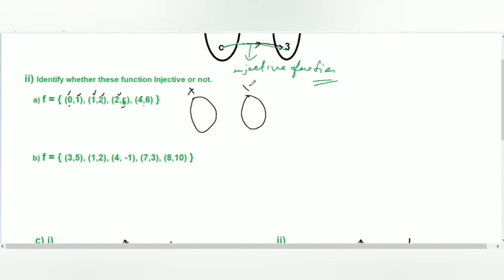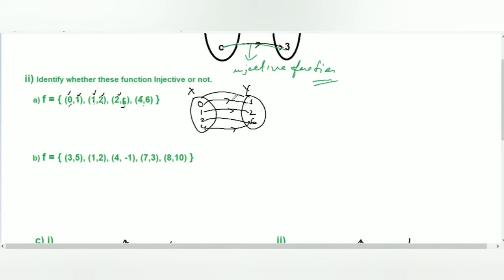So this is X and this is Y. The first set has elements 0, 1, 2 and 4. Try to write it down: 0, 1, 2 and 4. And the second set has 1, 2 and 6. Map it. We don't know whether this is a function or a relation, so don't write function or relation here. Try to map it: 0 is going to 1, 1 is going to 2, 2 is going to 6, and 4 is as well going to 6.